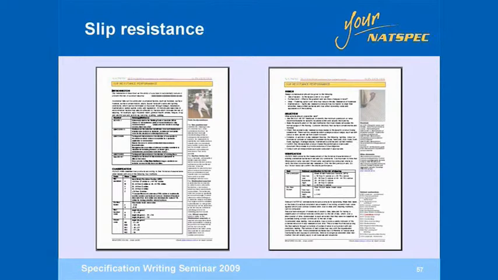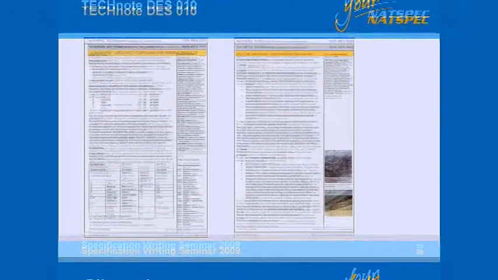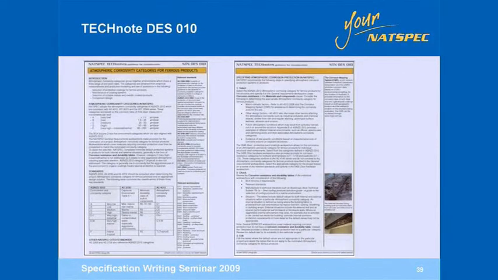Tech notes have been developed over the last 4 years, and there's about 24 of them. And they're to save on NatSpec's commentary and guidance. And so we refer you to the slip resistance and other tech notes. The other two we've drafted. The atmospheric corrosivity category one has been giving us problems ever since a new standard came out.